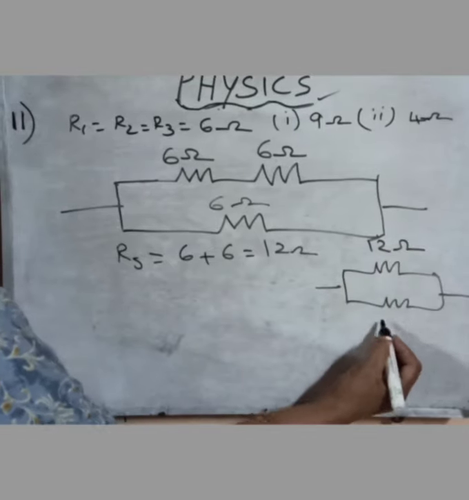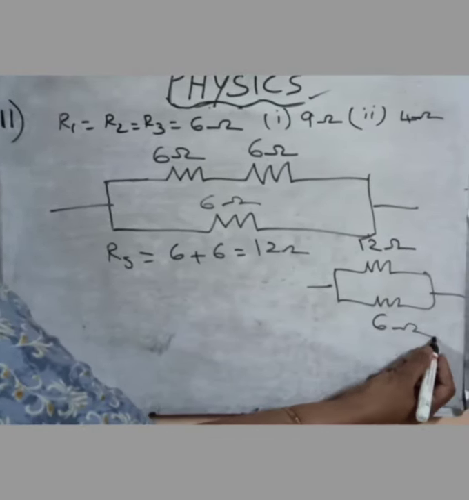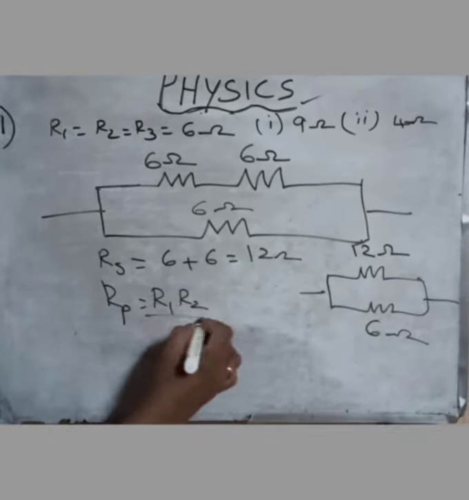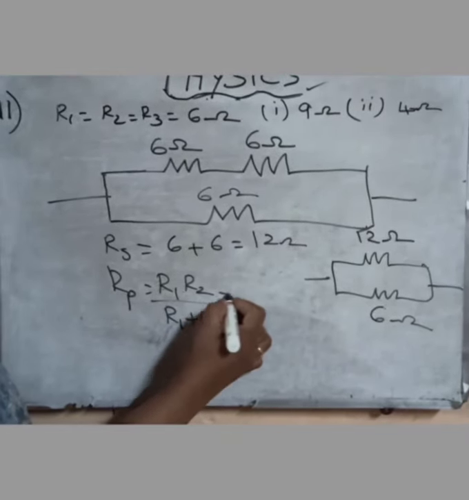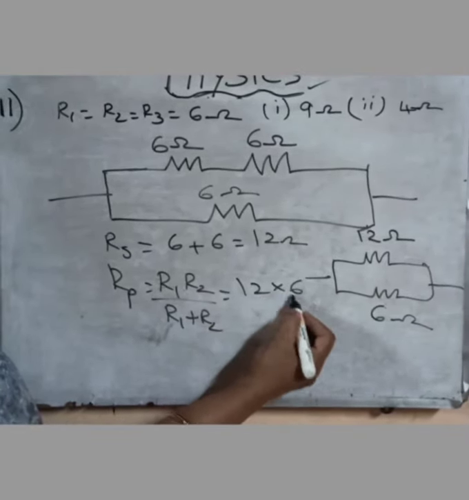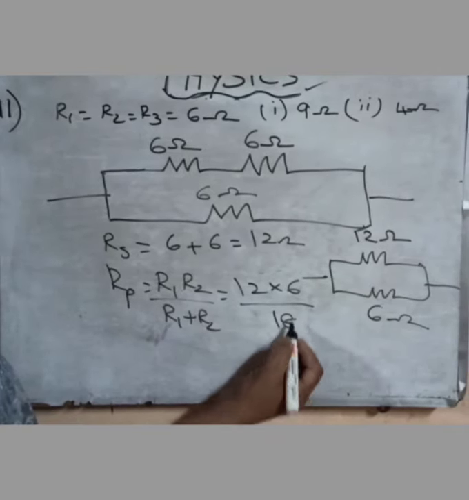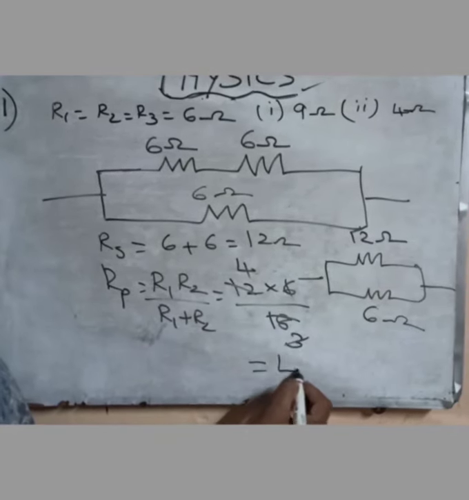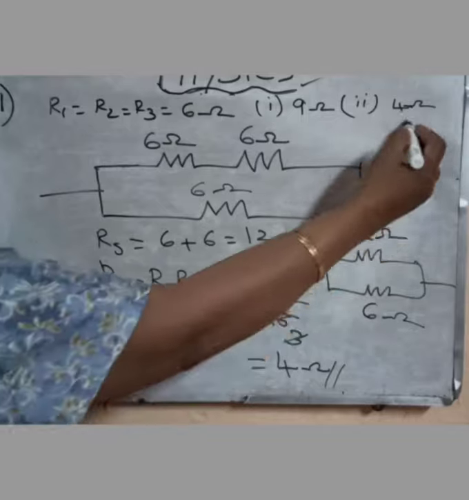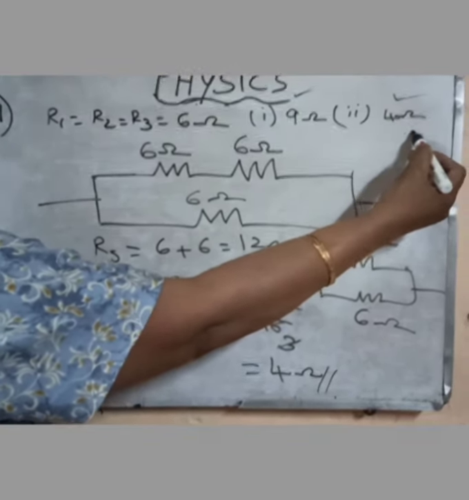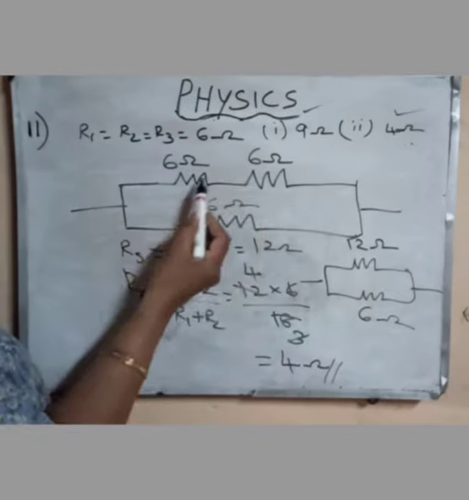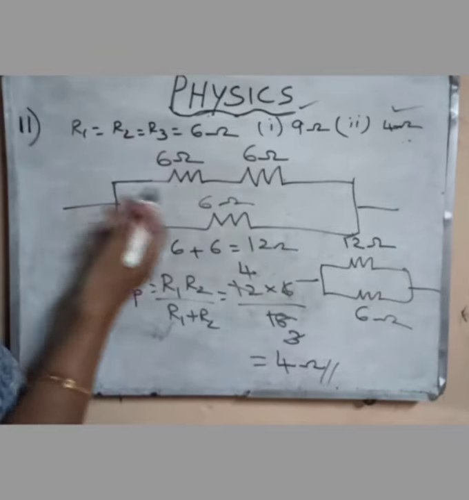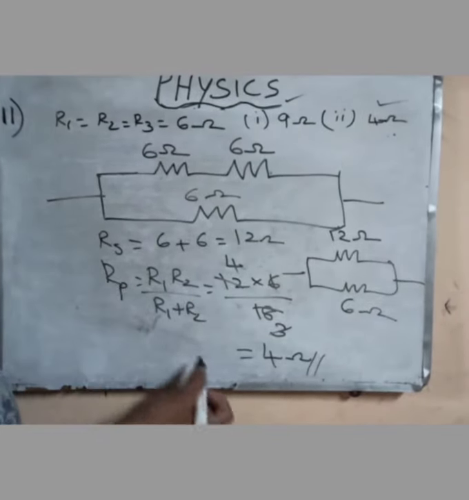Here the resistance values are different, so it will not be equal to half. Here you have to take Rp equal to R1 R2 by R1 plus R2. What is it? 12 into 6 by, what is 12 plus 6? 18. 6 3s are 18. 3 4s are 12. And you got the effective resistance as 4 ohm. See, for 4 ohm effective resistance, we have to connect two resistances of 6 ohm in series and 1 6 ohm in parallel. Do it, draw it and show.